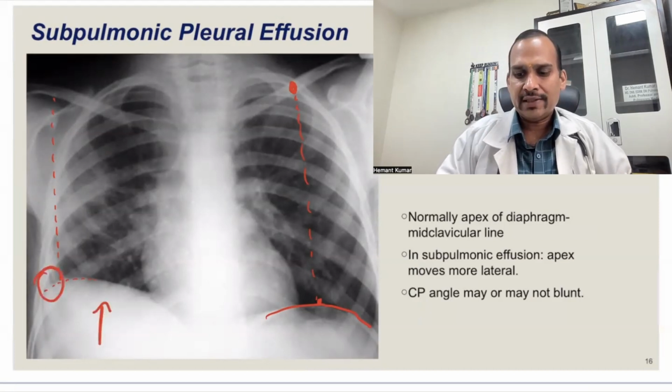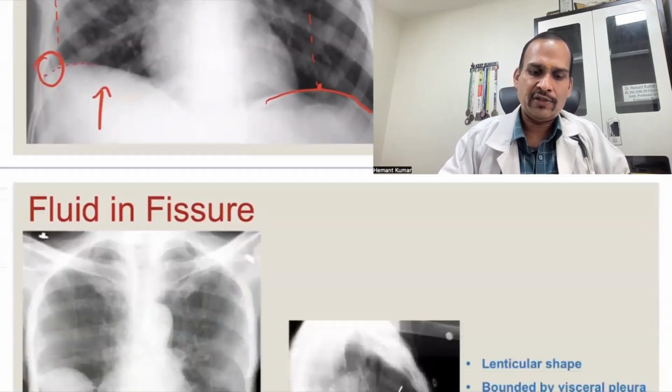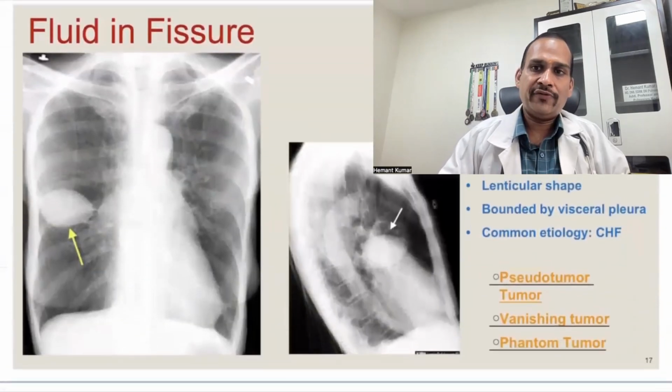So by this, we can have suspicion whether subpulmonary effusion is there or not. But for confirmation, we have to go for ultrasound. So this is subpulmonary effusion. Now, fluid in fissure.